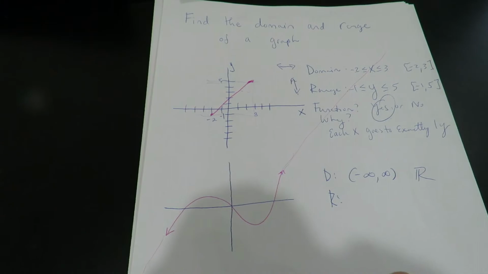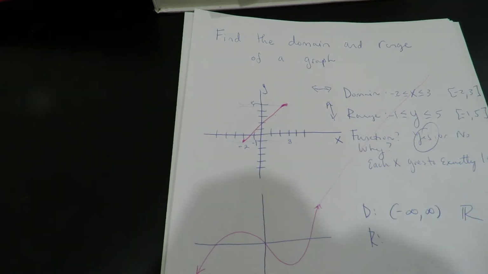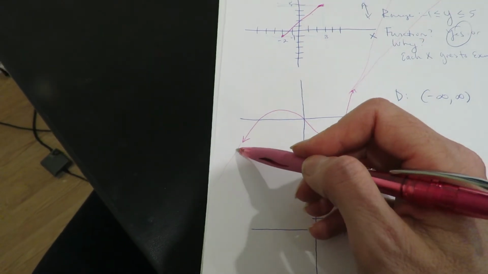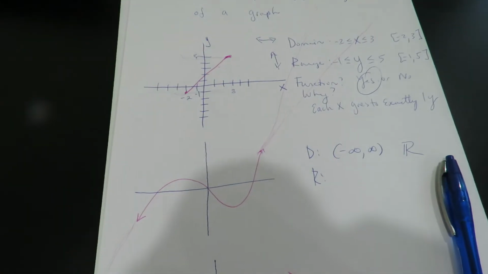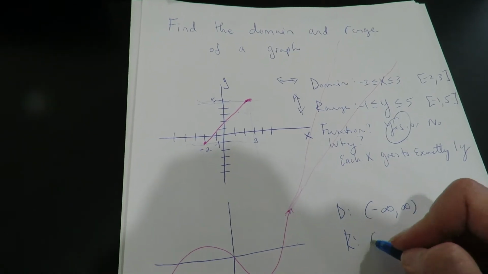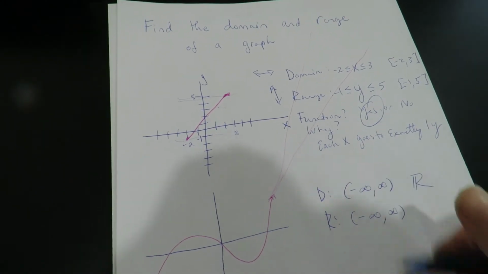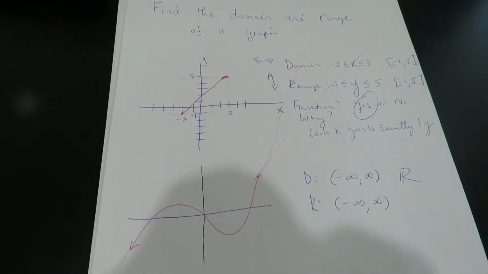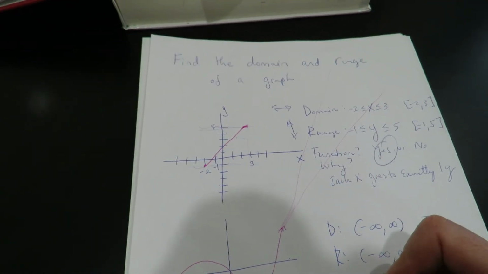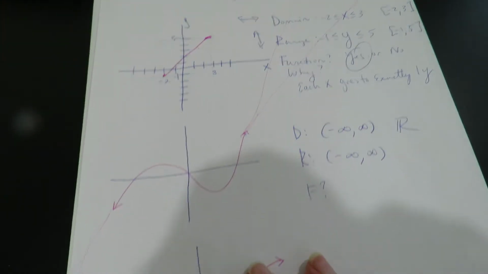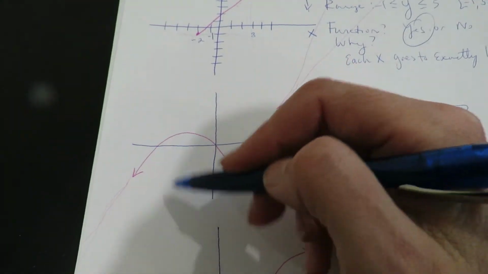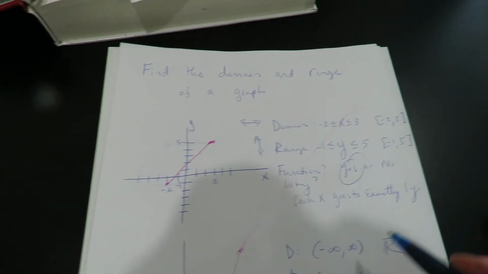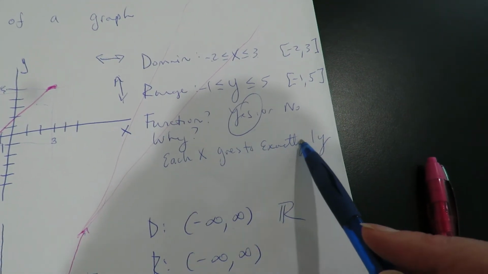The range is the y. So it's not only is it going over, it's going all the way up. Not only is it going to the left, it's going all the way down. So range is also going to cover the entire spectrum. It's not going to stop going up. It's not going to stop going down. Okay, would we say this is a function? Does it pass the vertical line test? Hopefully you said yes. And again, it's because each x goes to exactly 1 y.